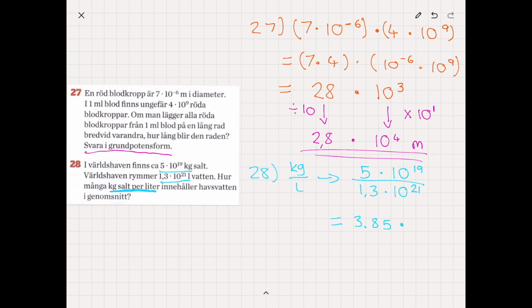And then we get our power of 10 here, using the division rule of power laws: 19 minus 21 gives me minus 2. And then we just need to be aware of what our unit of measure is here, and that is kilograms. And that is our final answer for this last section here.